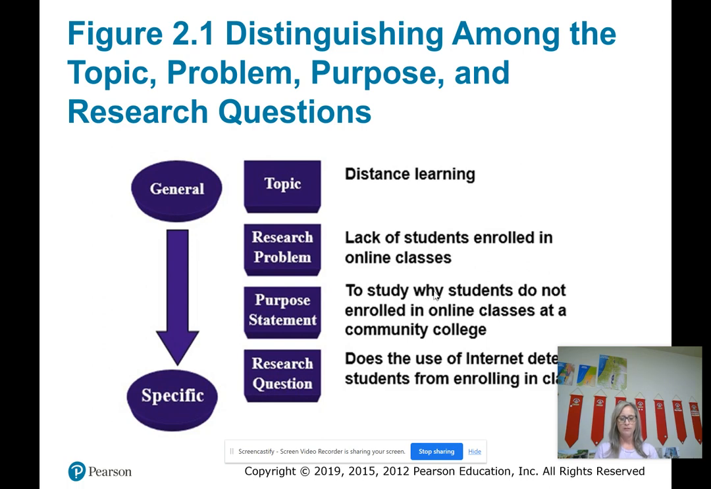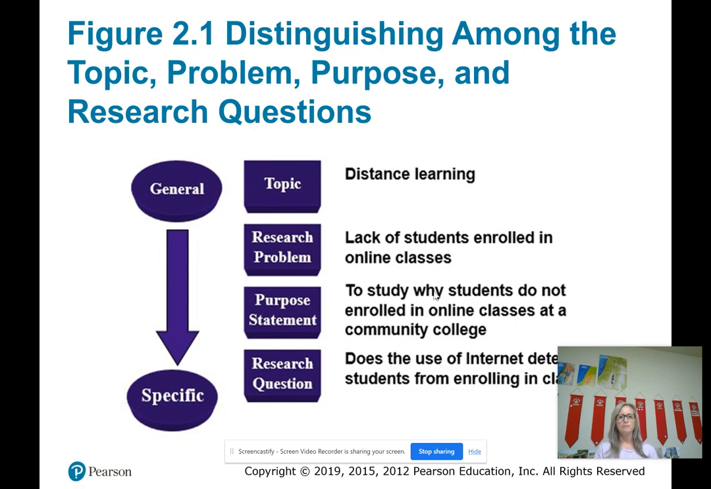So it goes from general to specific. You have your topic, and let's say your topic is distance learning. So then you want to think about, okay, what problems do we have with distance learning? Well, how about the lack of students enrolled in online classes? Why aren't there so many kids, or adults, enrolled in these online classes?